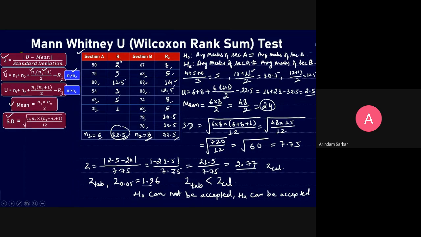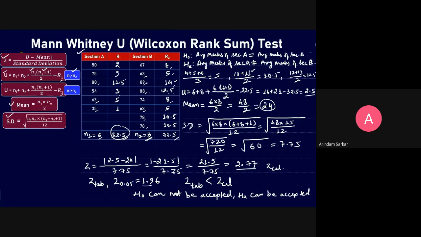We need to find out the R1 and R2. This is my rank 1, and this is for rank 2. We are giving the rank considering both sets of elements. So here H0 equals to, what is my assumption? That the average marks of section A should be equal to the average marks of section B. That is the null hypothesis, and the alternate hypothesis is that the average marks of these two sections should be different.